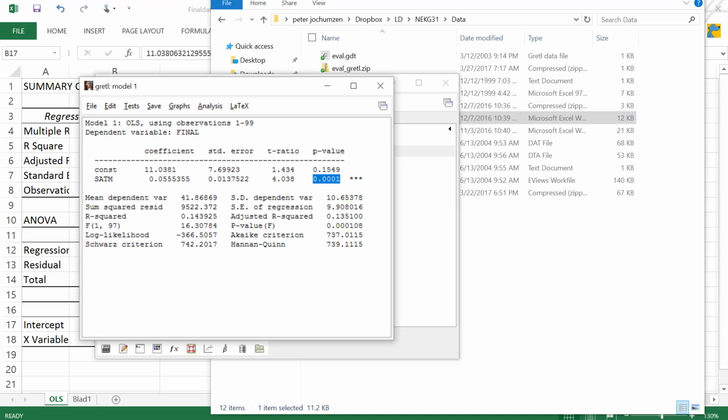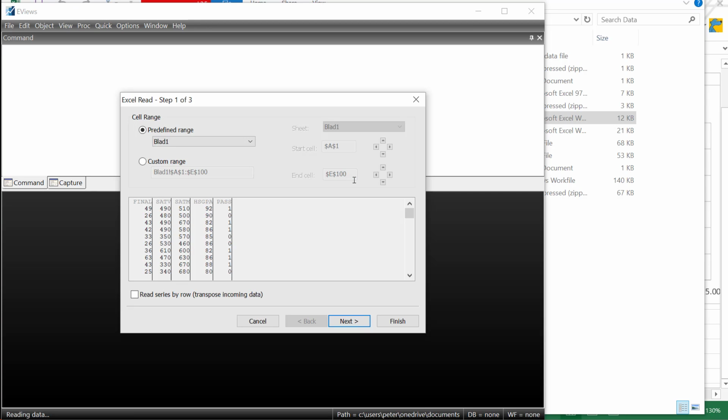You have the p-value right there. So this is low, the null must go. Gretl also helps you with these little stars. I think 3 stars is when the p-value is below 1% or something like that.